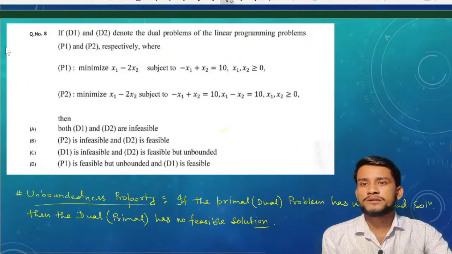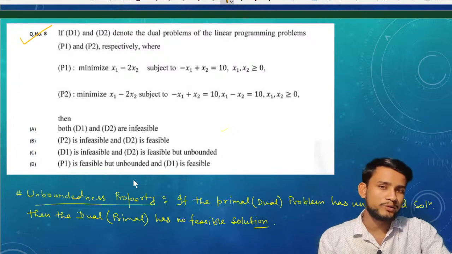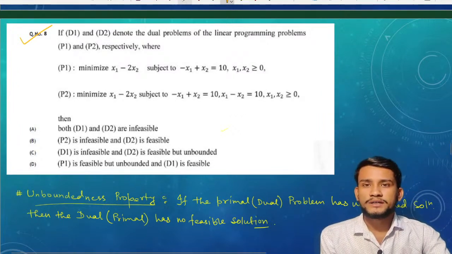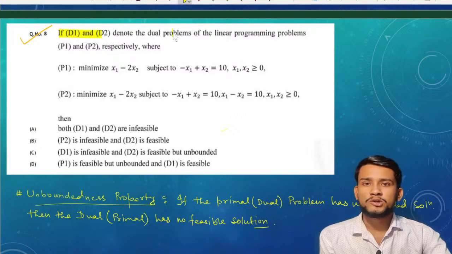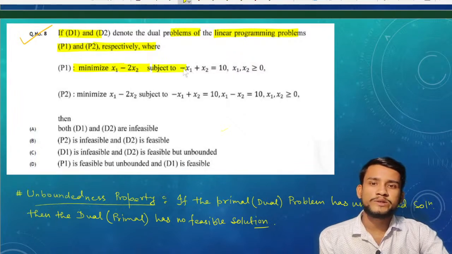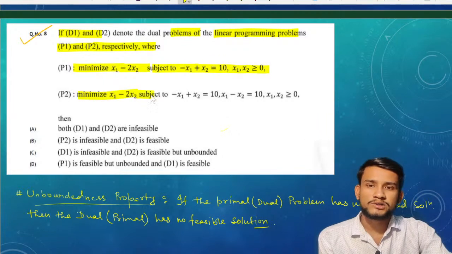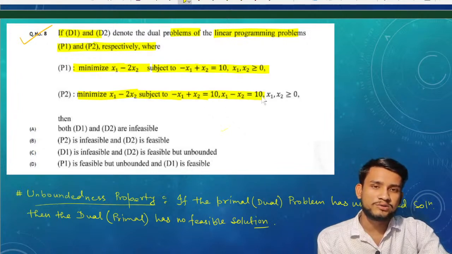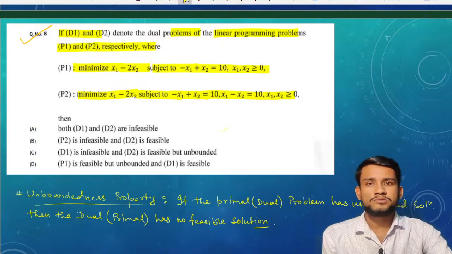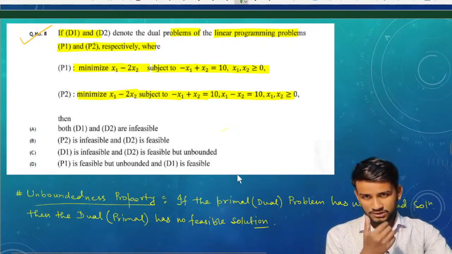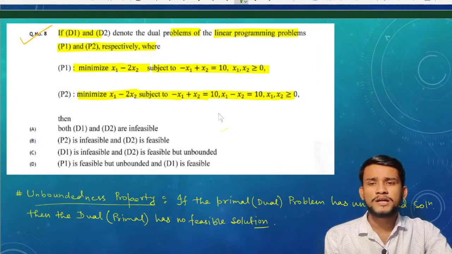Let's start with question number 8, which comes in GATE 2020. Okay, so the question says that if D1 and D2 denote the dual problems of the linear programming problems P1 and P2, okay, these two P1 and P2 are the primal. Where P1 is minimize x1 minus 2x2 subject to minus x1 plus x2 equal to 10, and P2 is minimize x1 minus 2x2 subject to minus x1 plus x2 equal to 10, and x1 minus x2 equal to 10, where x1 and x2 satisfy the non-negativity conditions. Okay, so these two are the primal problems.